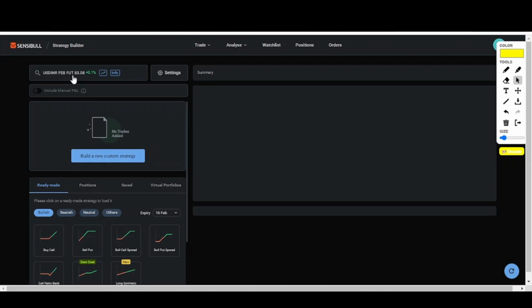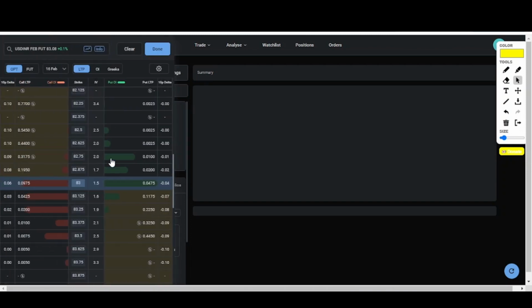This is the USDINR February future. Now go to the strategy builder. Here I am using expiry 16th. In USDINR, expiry is every Thursday at 12:30 p.m., based on the RBI reference rate. Unlike Nifty and Bank Nifty, where the last trading price is used for expiry, here they use the RBI reference rate at 12:30 p.m. Based on that, all expiries, futures and options, all hedged positions, will be squared off by 12:30.